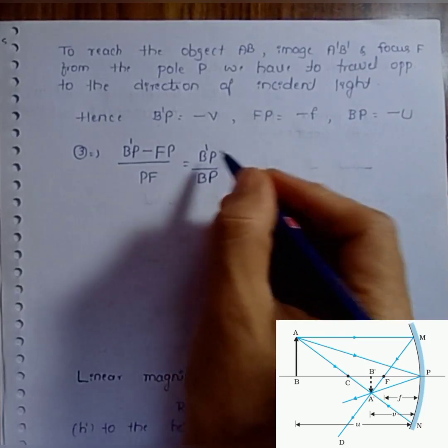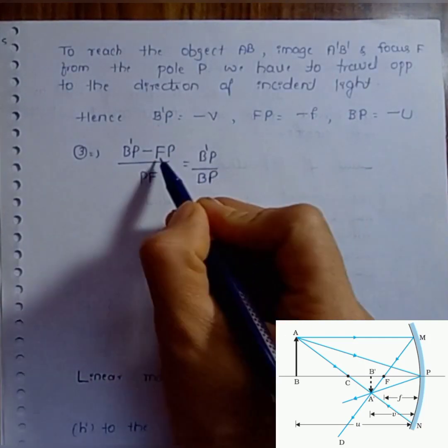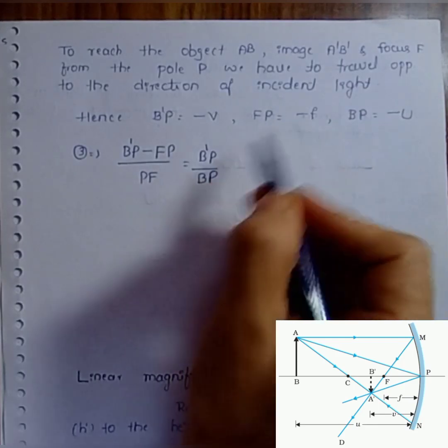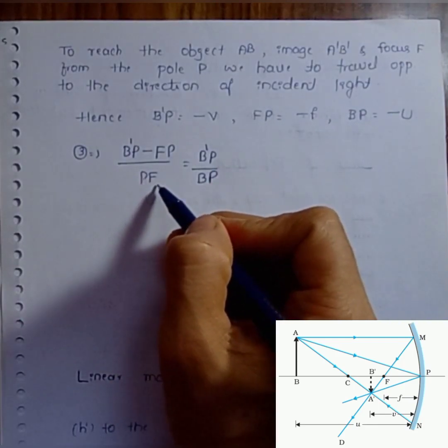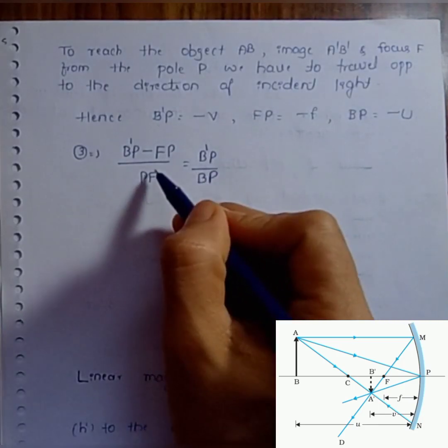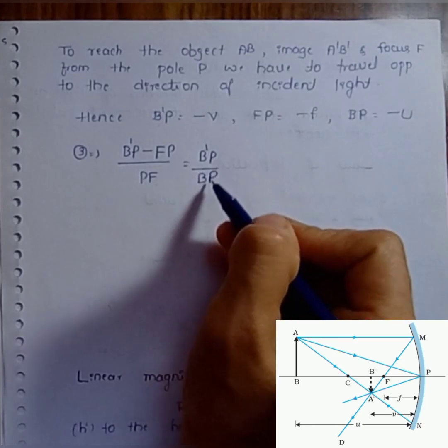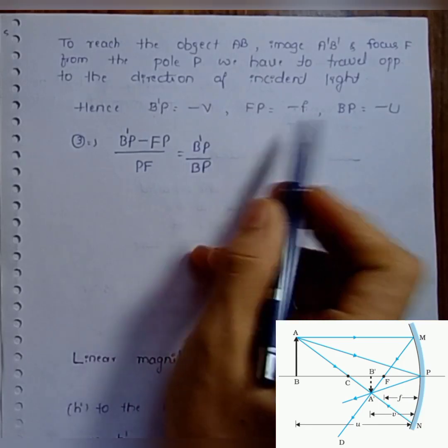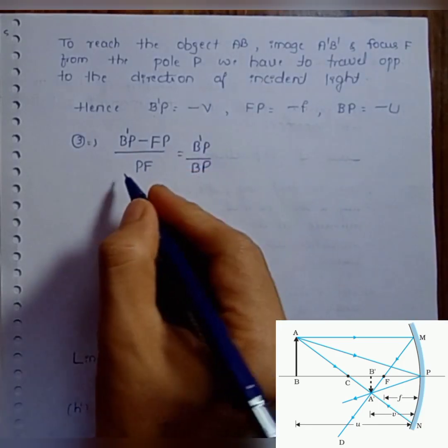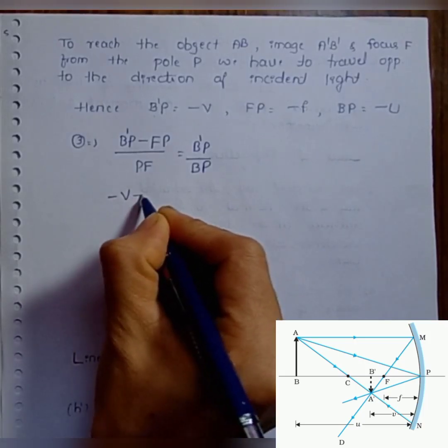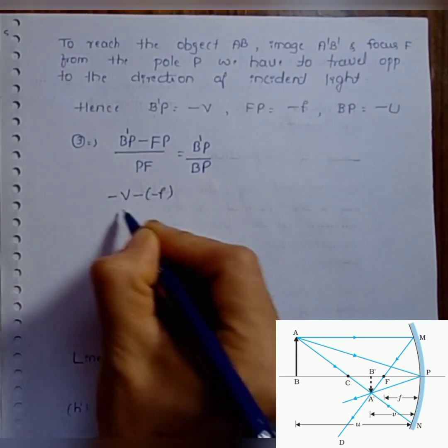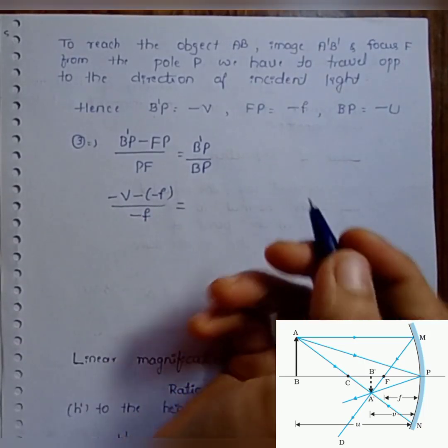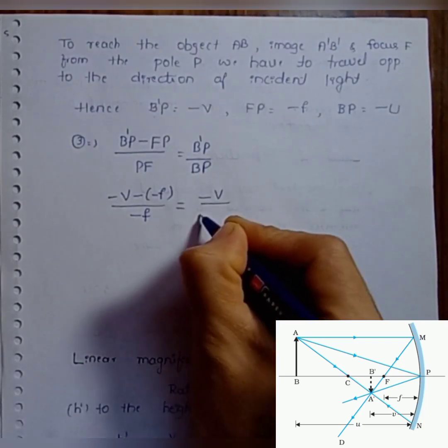Now B'P is minus v, FP is the focal length in the negative direction, which gives minus f, and PF is equal to FP, that is minus f. Next BP is minus u. Now substitute these values of B'P, FP and BP in equation 3, then what will we get? Minus v minus of minus f divided by minus f is equal to minus v divided by minus u.